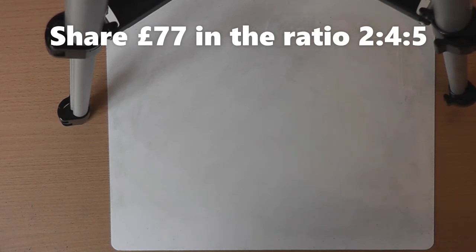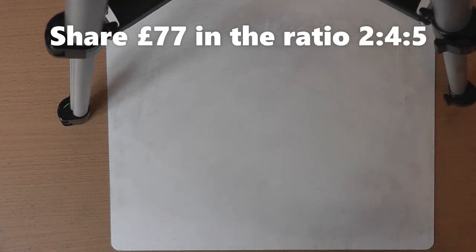Share £77 in the ratio 2 to 4 to 5. Now there's something weird about this ratio. This ratio's got 3 parts to it. We've never seen a ratio with 3 parts before. But actually, all it means is there are 3 people getting a share of the money. First person's getting 2, second person's getting 4, third person is getting 5 parts of it. And we can still go through this story in the same way.